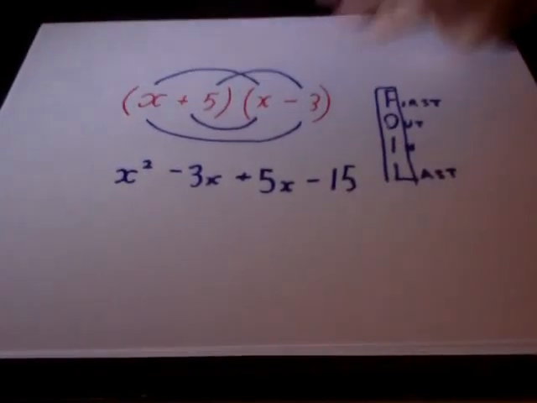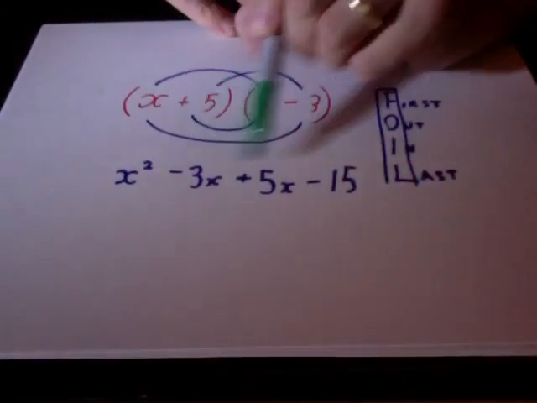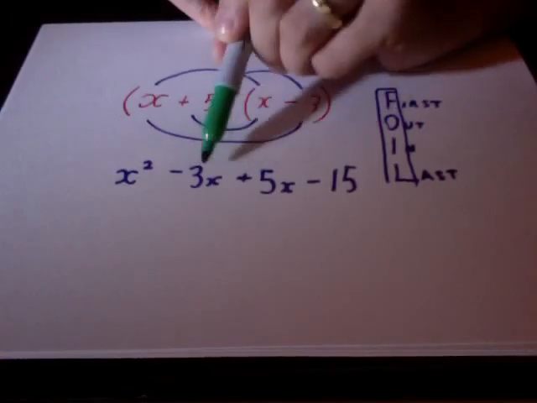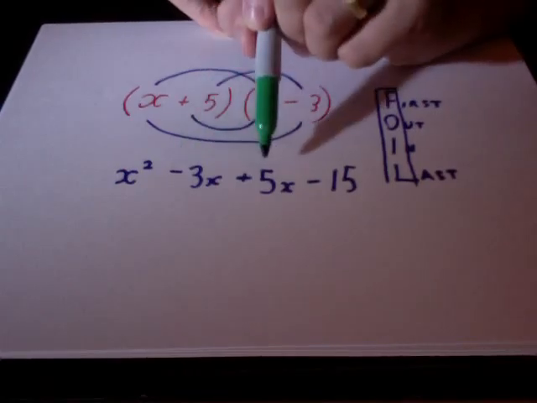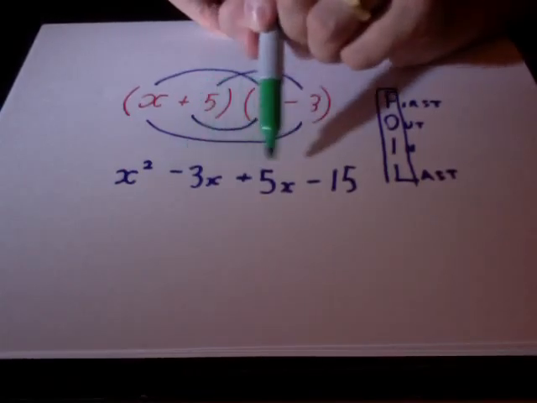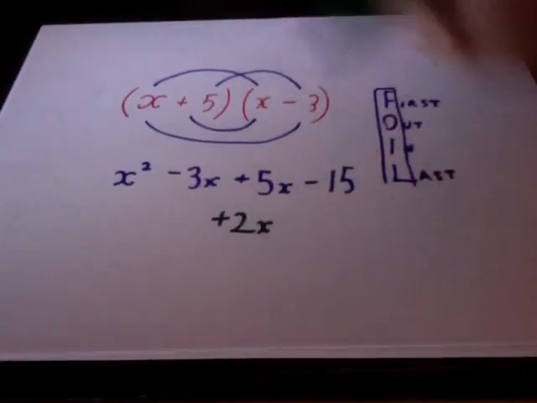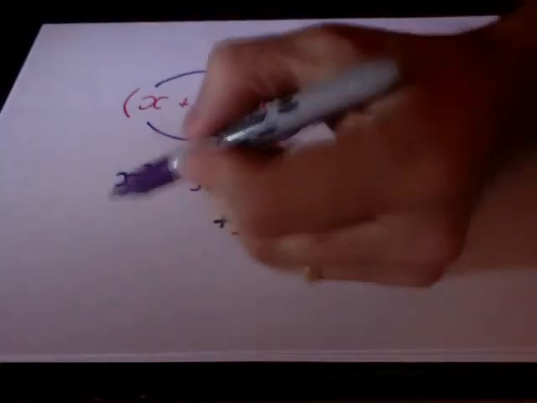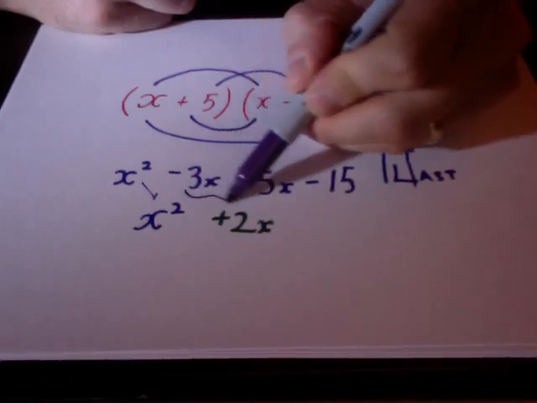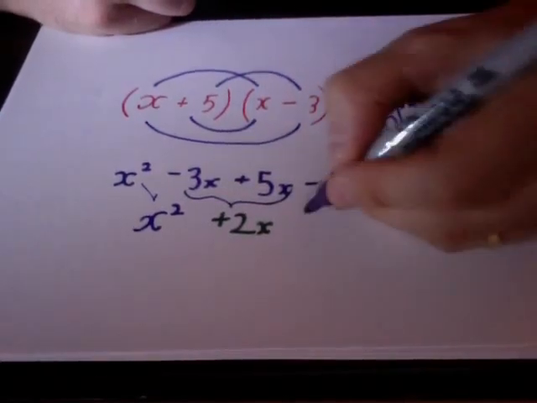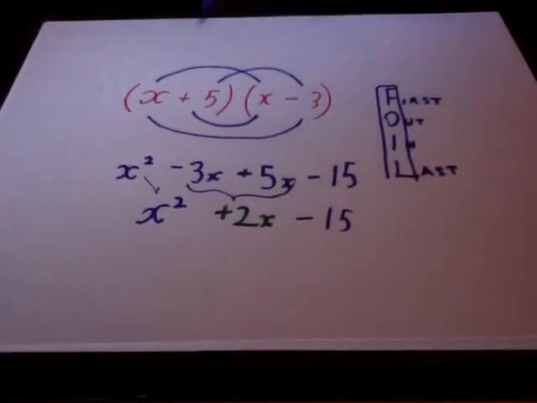Now, very important to realize that the negative 3x and the plus 5x are the same type of x's. So negative 3x plus 5x can be simplified to make positive 2x. That's negative 3 and positive 5. Negative 3 of something and positive 5 of something makes positive 2. That makes positive 2x. So we still have x squared, these two bits make the positive 2x, and we still have negative 15. And we end up with x squared plus 2x minus 15 as a result of this.